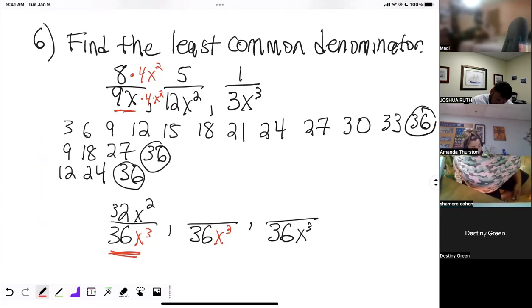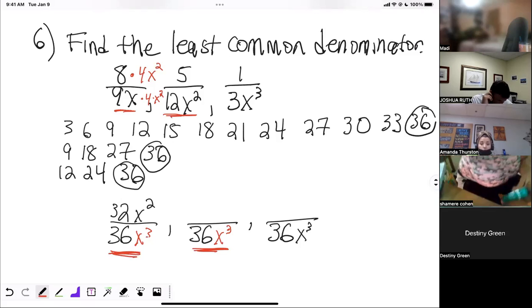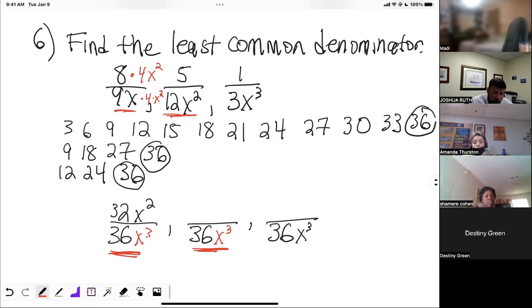Let's look at this one. This is what I need. This is what I have. I am missing one x, and 12 I can multiply by 3 to get 36. So I'd multiply this by 3 to get 36, and I need to multiply by x. I'm missing an x. I need 3 of them. I only have 2 of them, which means I multiply this by 3x as well. Whatever I do to the denominator, I do to the numerator, and I will get a new denominator of 15x.